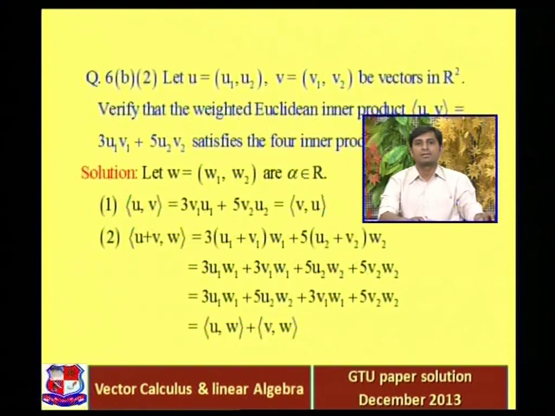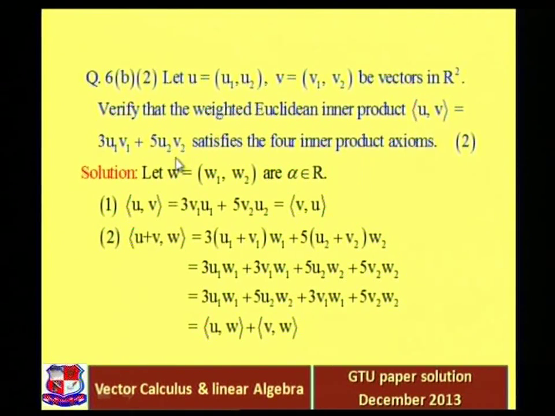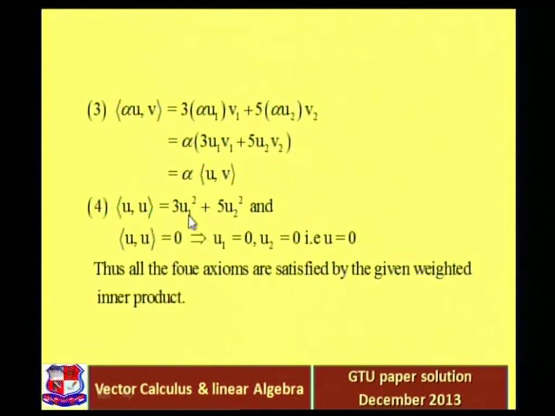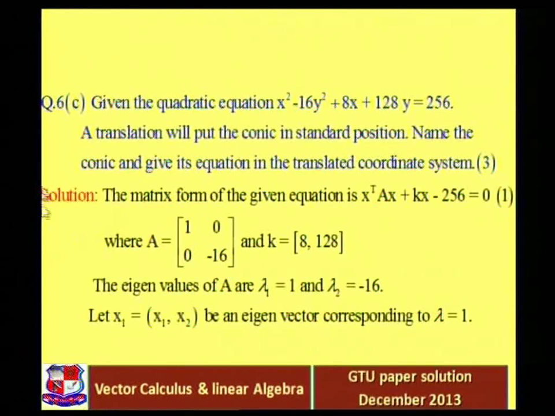So this statement is what we had to verify: that the weighted inner product, with this notation, inner product of u and v equal to 3u1v1 plus 5u2v2, satisfies all four inner product axioms, and we already proved it, right? So this question is now complete, and it was asked for 2 marks in this question paper, question 6b, second part. Next, question 6c.